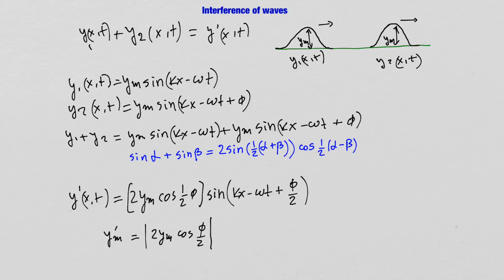For example, when the phase angle phi is equal to pi, then phi over 2 is pi over 2, and so this cosine is equal to 0. The resultant wave has no amplitude, so there is a total cancellation of the wave when the two waves meet.